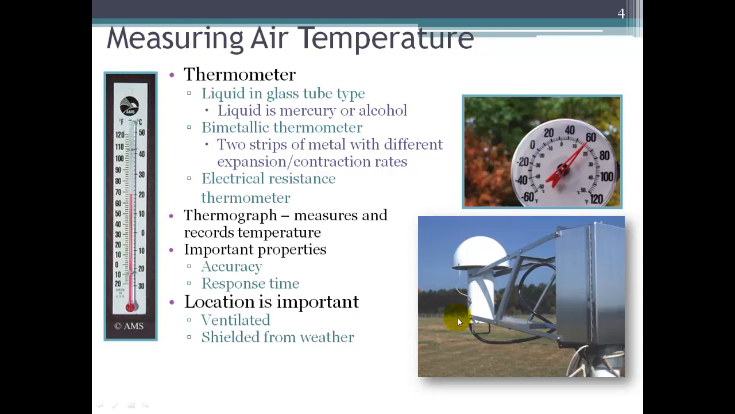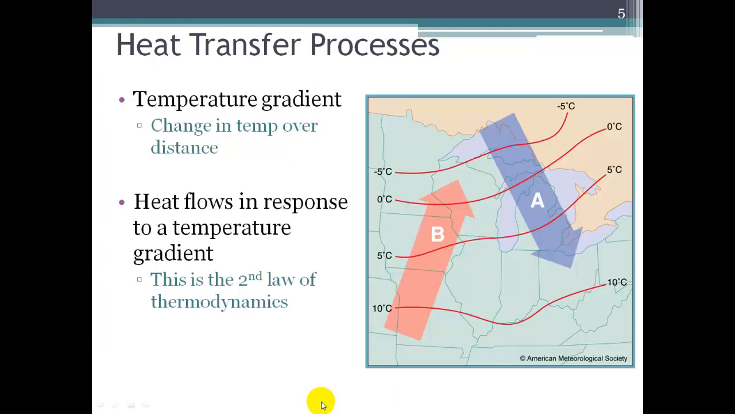If you had a thermometer just out in the sun, like anything in the sun, it's going to heat up more than what the air temperature would say. So we put a ventilation shield on it to prevent the sun from shining directly on the thermometer and also protect it from other weather.